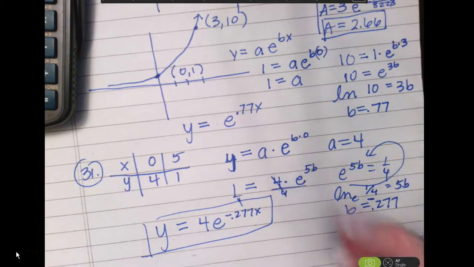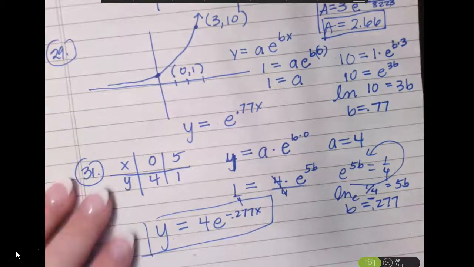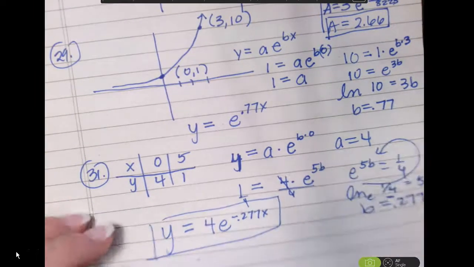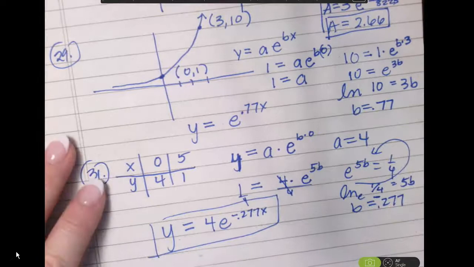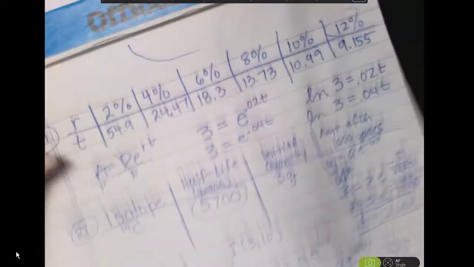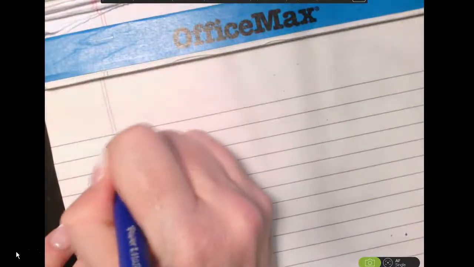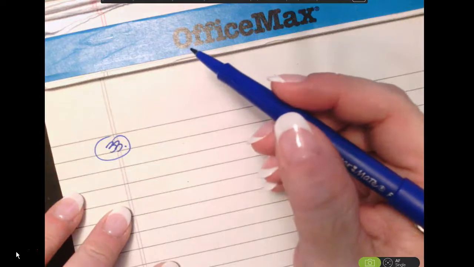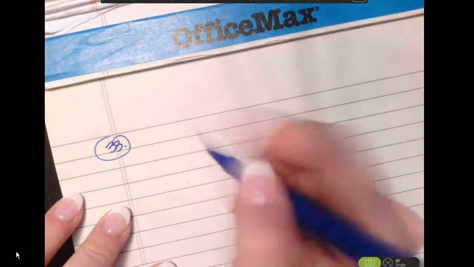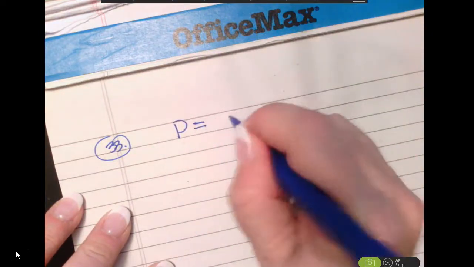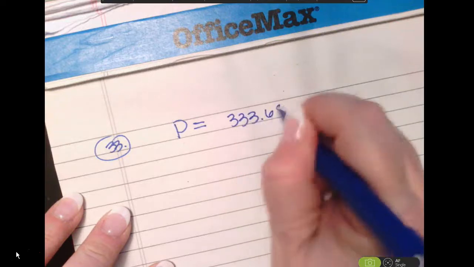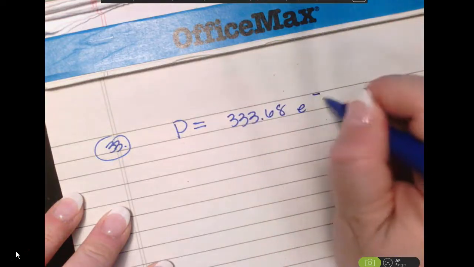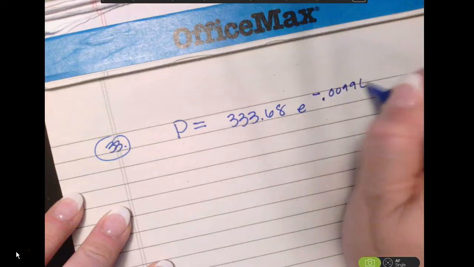And last one, number 33, it looks like we're looking at some population change here. So let's get a new sheet of paper. And number 33, we've got population of Pittsburgh from 2000 to 2008. Here's my formula, 333.68 e to the negative 0.0099t.